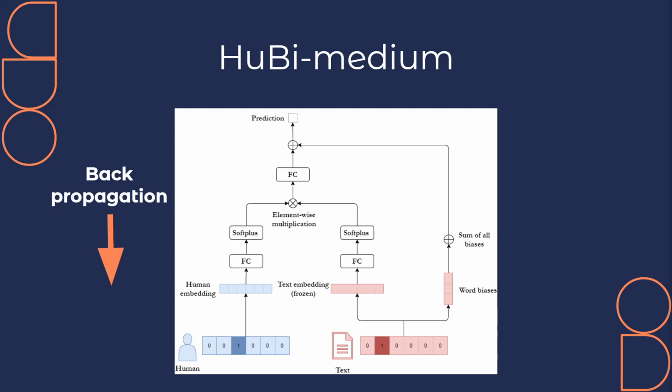The mentioned model looks like that. At first, it starts with randomly generated human embedding values, but later, during the training process with backpropagation, the human embedding is fixed into the values that give the best possible outcome for each individual user.